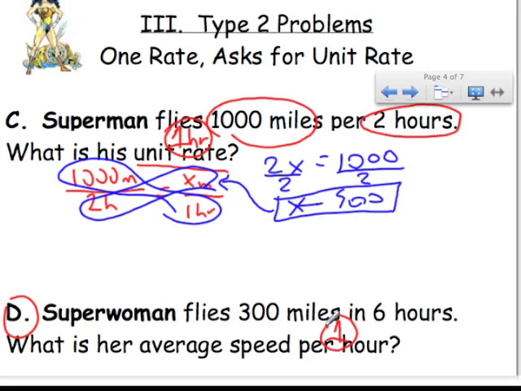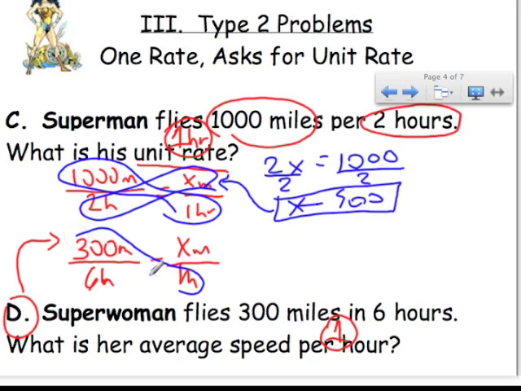Okay, you've tried, so now it's time to check. Superwoman flies 300 miles in 6 hours. I'll do my work up here. That means 300 miles per 6 hours. And you want to know what is her average speed? So that means how far does she go per hour? So if she goes 300 miles in 6 hours, you want to know how many miles does she go in 1 hour. That's the proportion that you should have written.